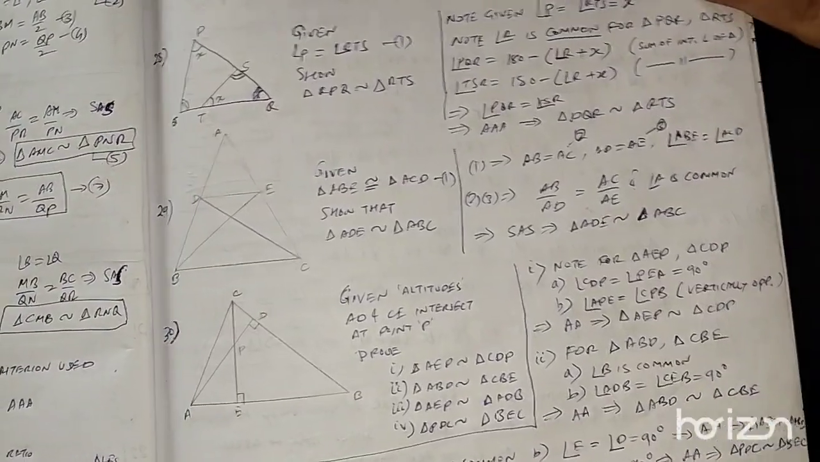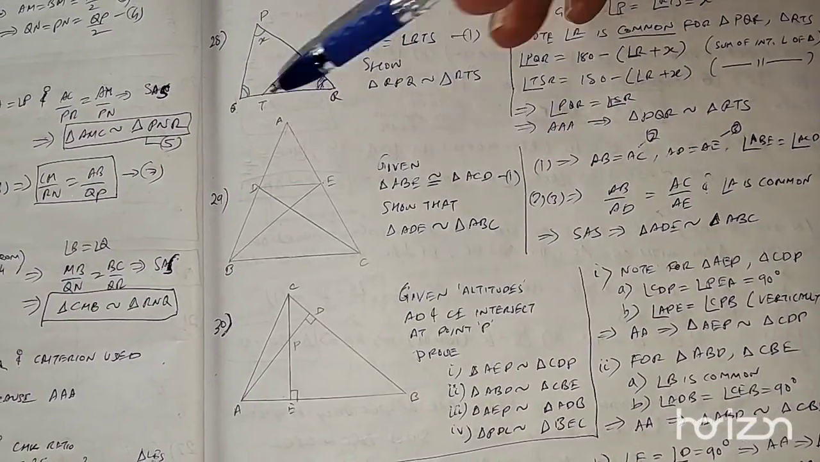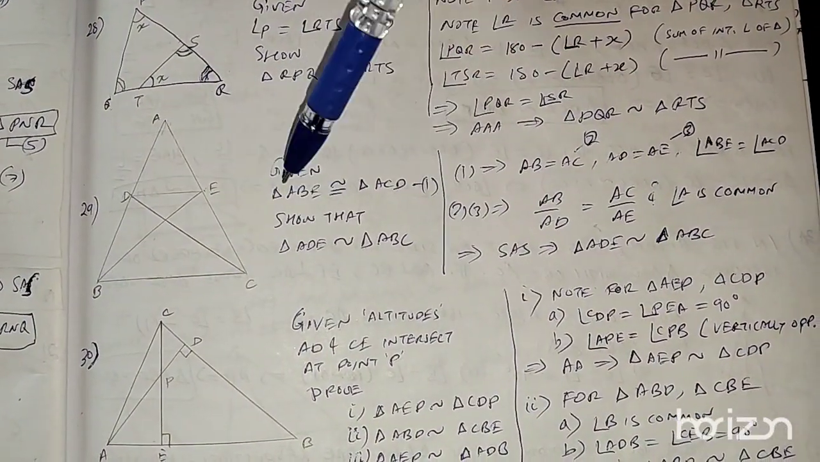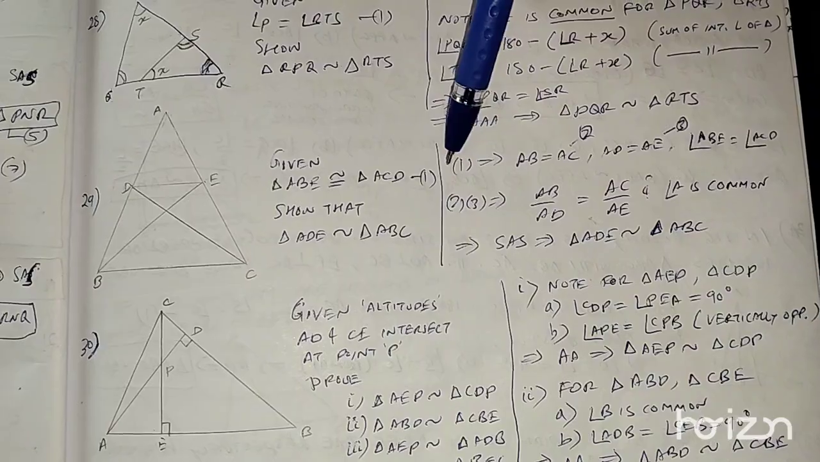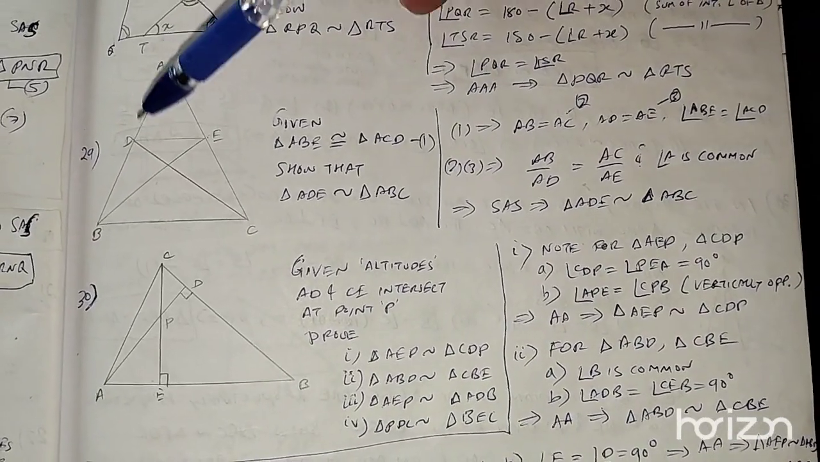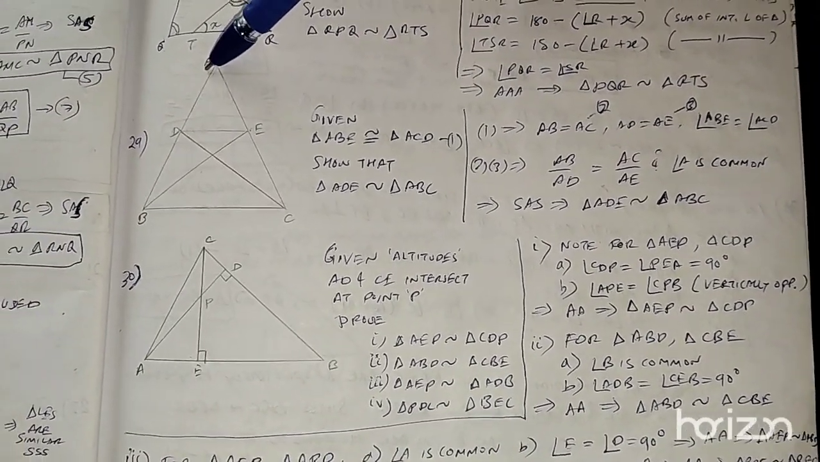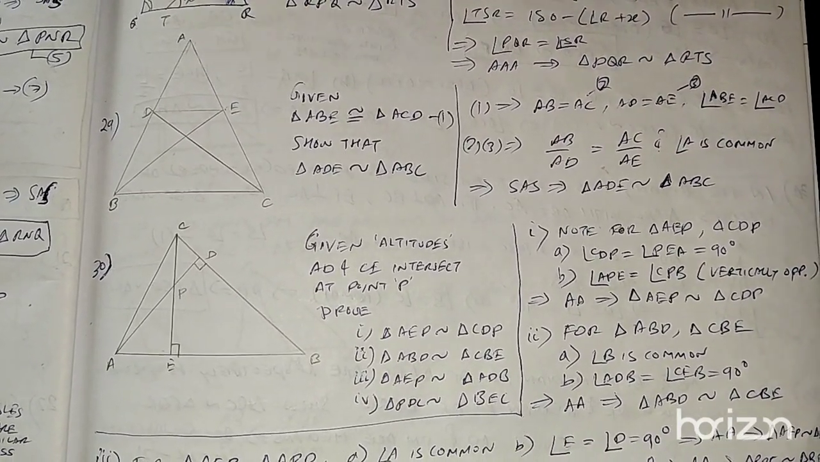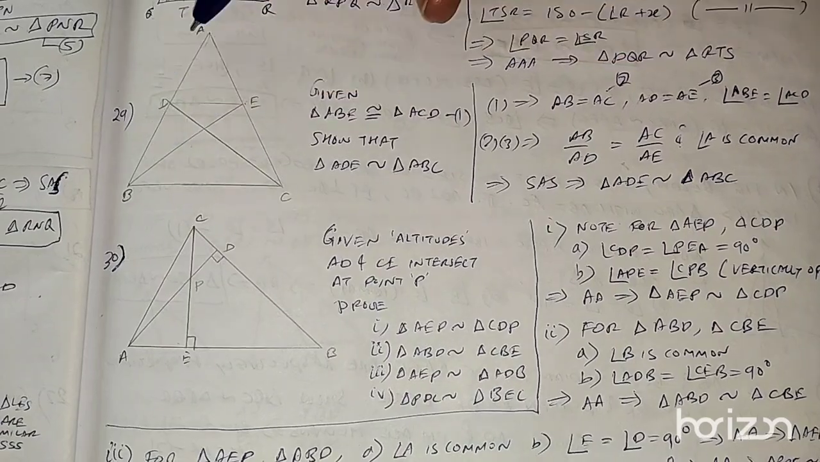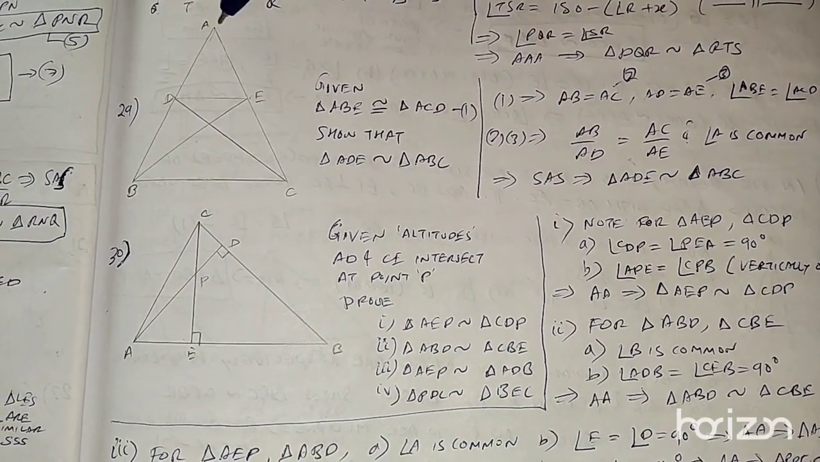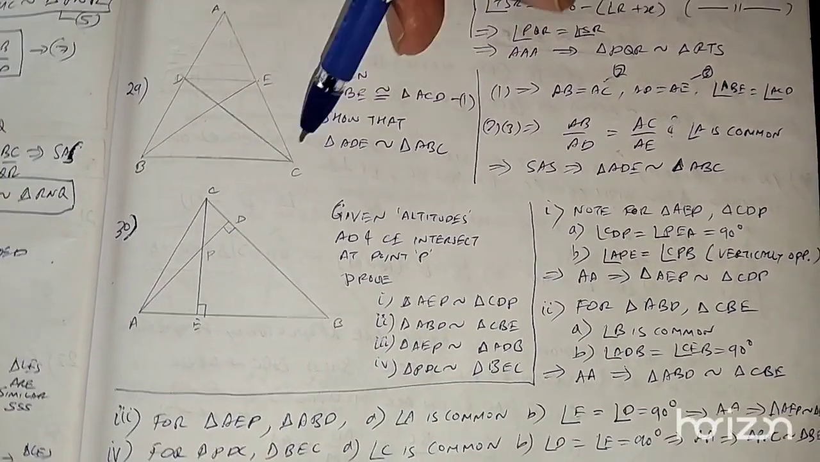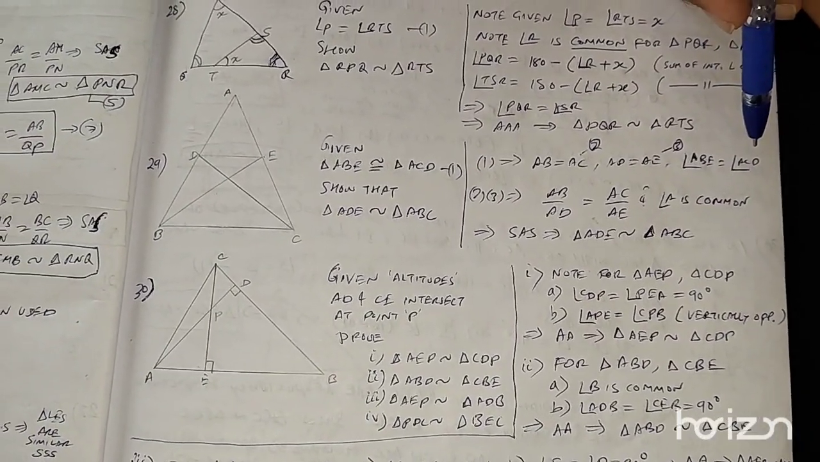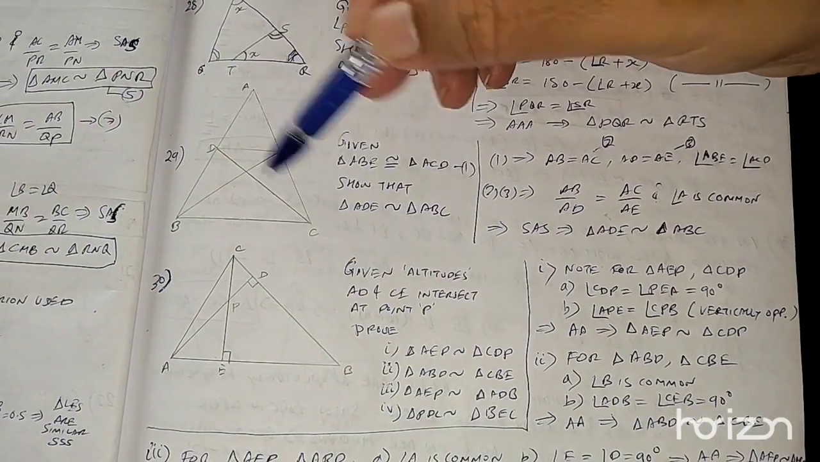Hi friends, continuing. So in this problem, given that AB is equal to AC, because the triangles are congruent. Congruent means they both are equal, and for the two triangles AD and AE are the same. So you can see we are talking about triangle ABC and ACD. And angle AB is equal to angle ACD.